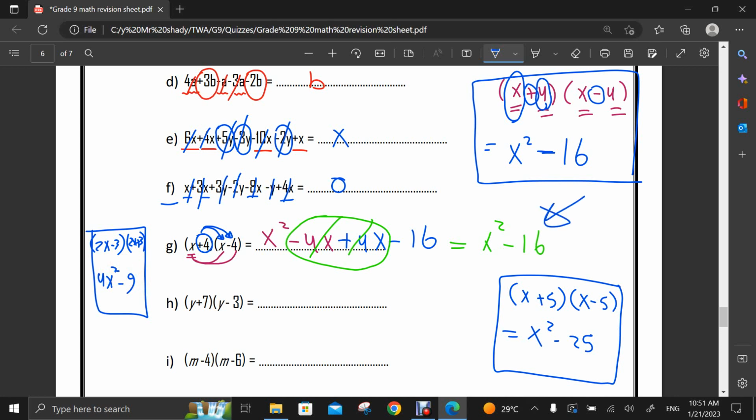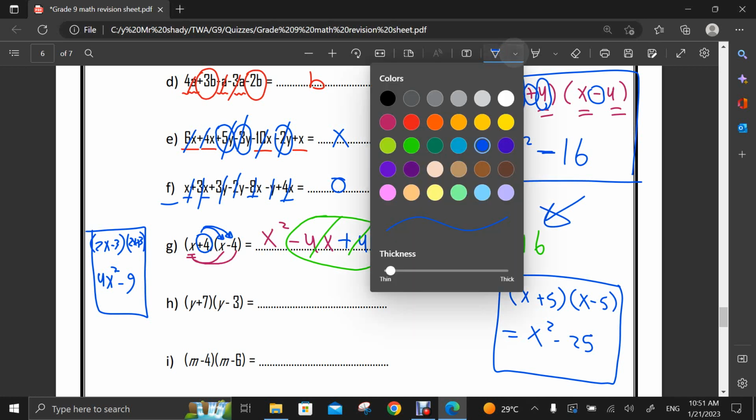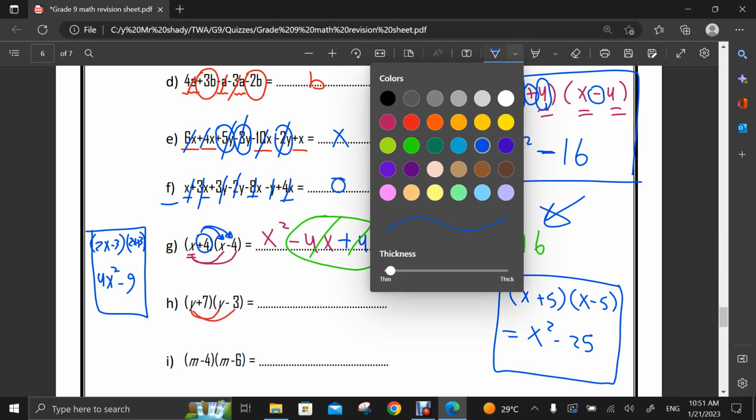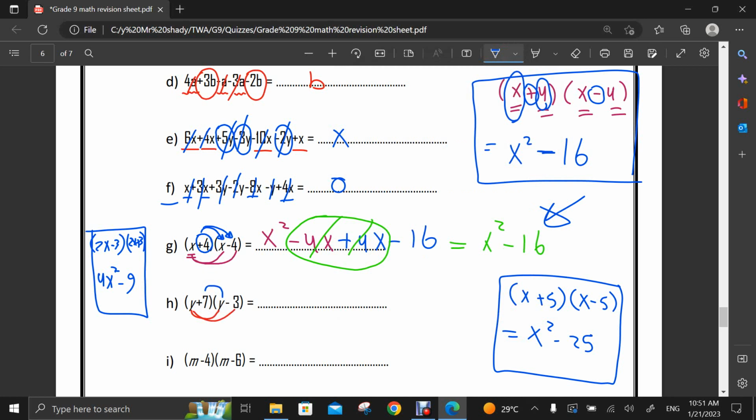Okay, letter H, we have y plus 7 multiply y minus 3. And this is not special case, so you are going to use the first method. Okay, so y times y and y times negative 3. Then after that, 7 times y and 7 times negative 3. So let's see what we are going to do. Y times y is y squared, and y times negative 3 is negative 3y.